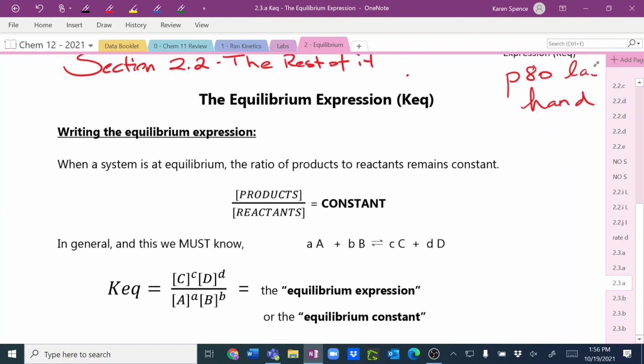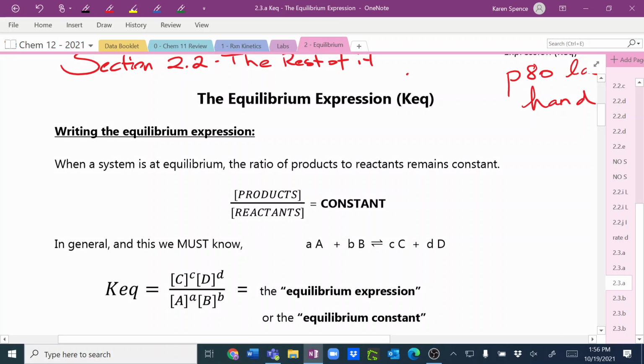So we are going to be writing an equilibrium expression. And what the equilibrium expression is, it is the concentration of the products over the concentration of the reactants. It is a ratio, okay? It is a ratio.